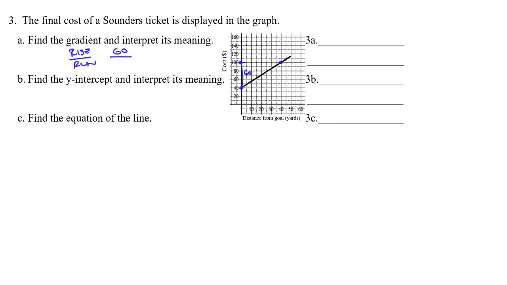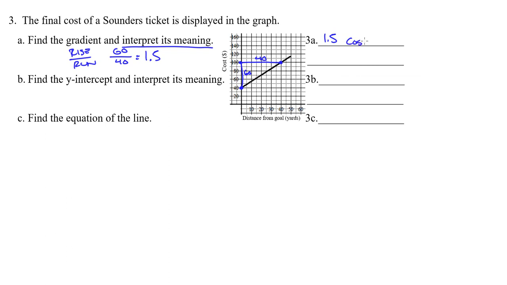And then from here over to here, even though it looks like it's farther, the scale is different. It's only from 0 to 40. So this is actually only a distance of 40. So it's 60 over 40, which reduces down to 1.5. So we can do 1.5 for our slope and then interpret its meaning. So that means for every, so it's rise, it's going to go up $1.50 for every yard away from the goal line that you get.